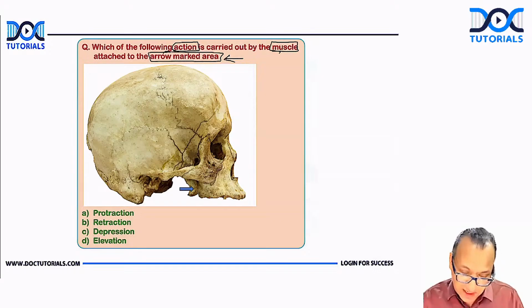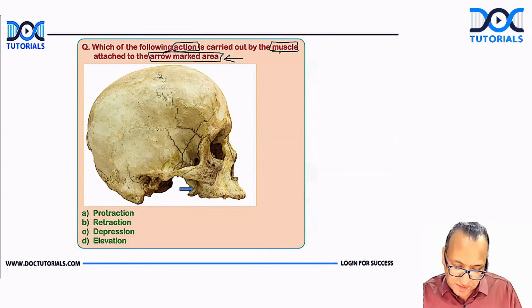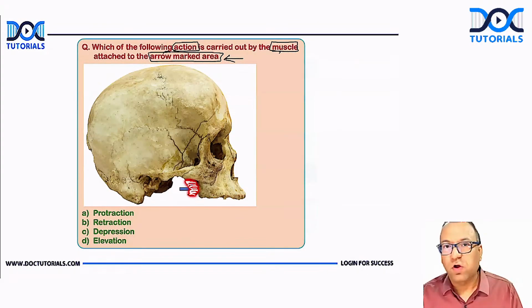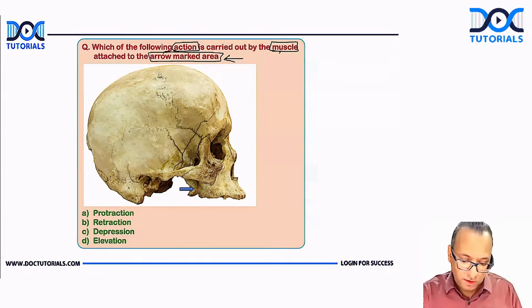Tamim's teaching. So here, as you are looking at this arrow mark region, see, this is the arrow mark region. It is basically the butterfly you are talking about. There's a butterfly bone, which is the sphenoid bone. You're looking at the butterfly from the lateral side. So what about this butterfly? It is the sphenoid bone.